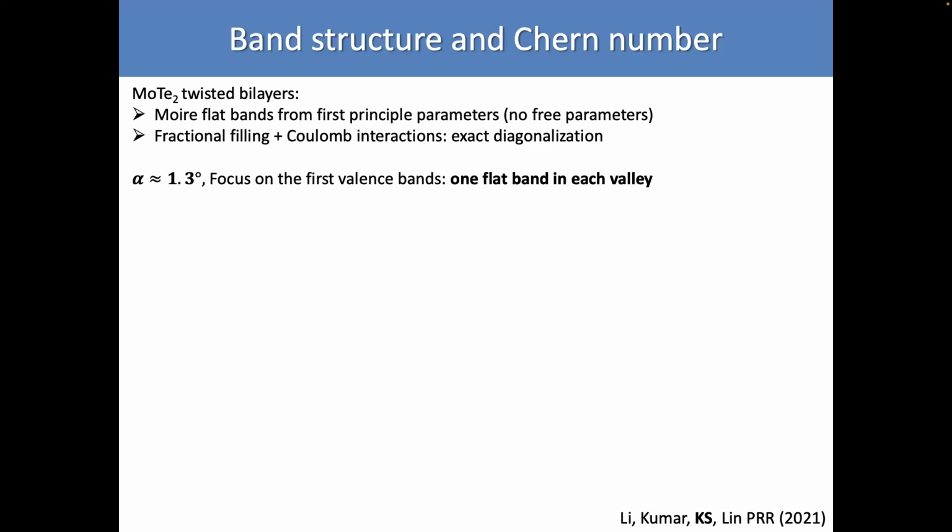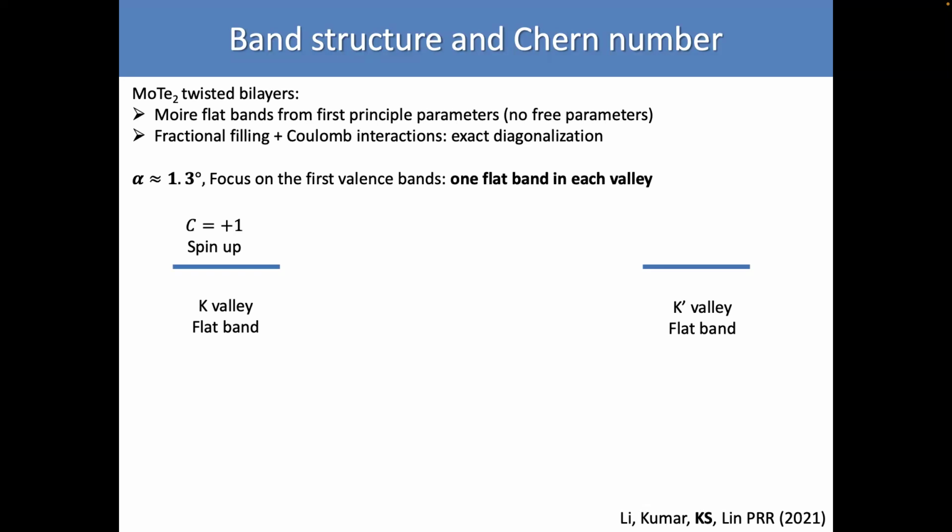So we chose the twisting angle to be roughly about 1.3 or 1.4 degrees. At this twisting angle, we have two flat bands. One in the K valley, another flat band in the K prime valley, at opposite K. And for the K valley, the flat band has particles with spin up, and the Chern number is +1.